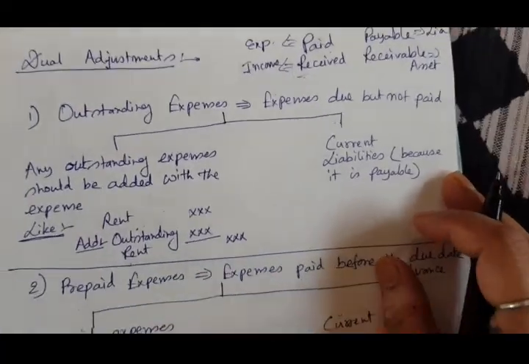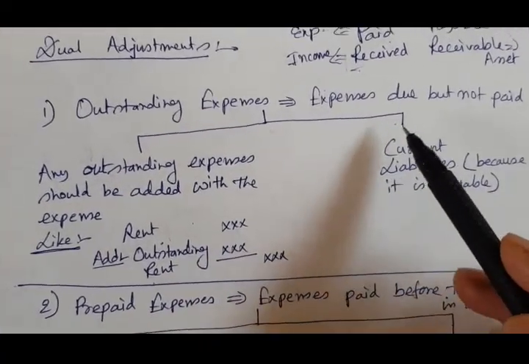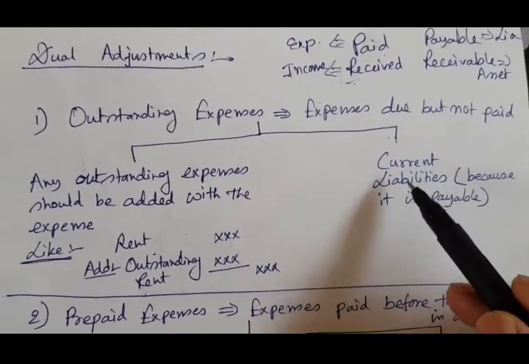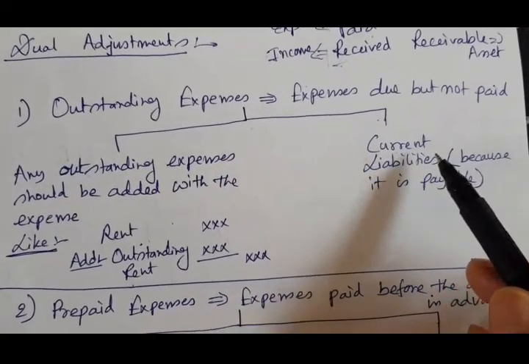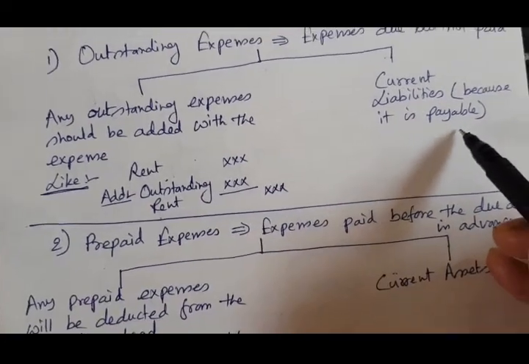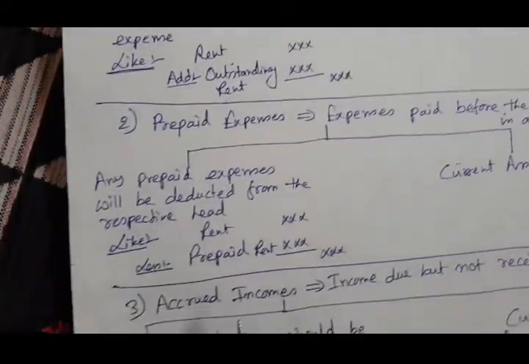Understood? So similarly, if you see this one, outstanding means the status is payable, we have to pay it in future, and any payable is your liability. What type of liability? Your current liability. Understood? Because it is payable. These are the dual adjustments. Okay, now come to the next one.